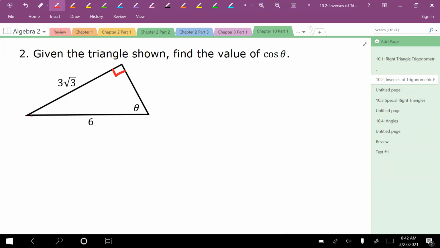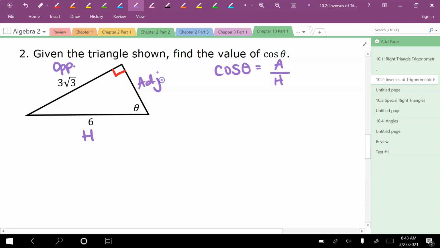Okay, so remember, cosine is adjacent over hypotenuse. So I have the hypotenuse side, that's the 6. The 3 square root of 3 side, that's the opposite side. So the adjacent side is actually not given to me in this problem. So I need to try to find it. So again, I'm going to use Pythagorean's theorem to help me find that third side.